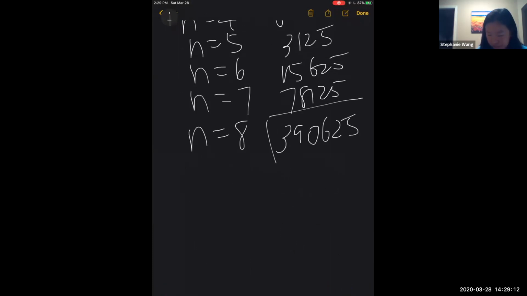And so we see that 390625 has a 0 in it. So, and 8 is less than 10, and we're trying to find the minimum number for n. So that means our minimum number for n would be 8.